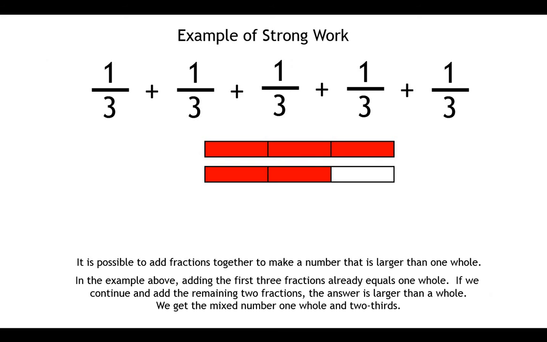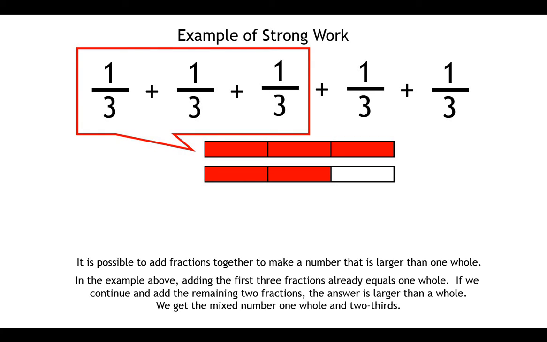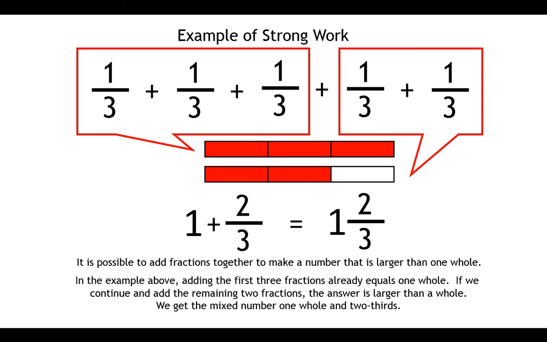It is possible to add fractions together to make a number that is larger than one whole. In the example above, adding the first 3 fractions already equals one whole. If we continue and add the remaining 2 fractions, the answer is larger than a whole. We get the mixed number 1 whole and 2/3.